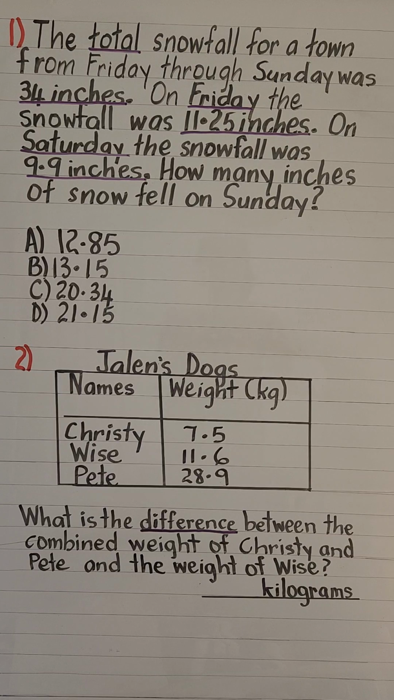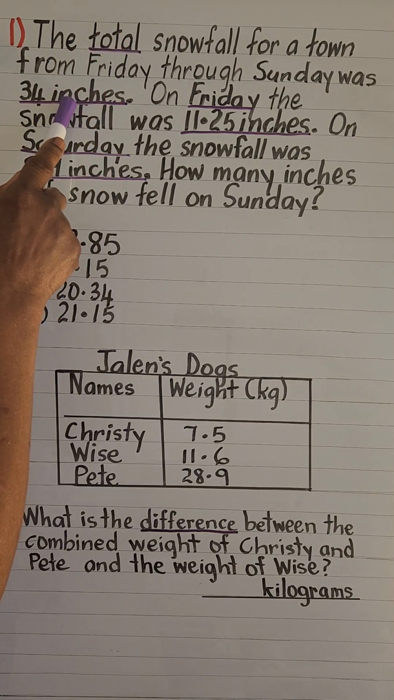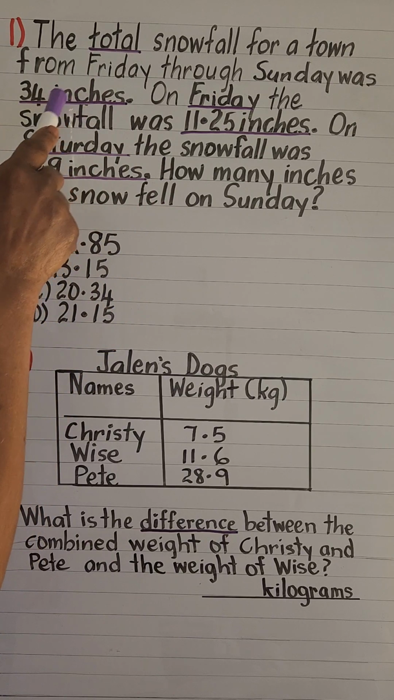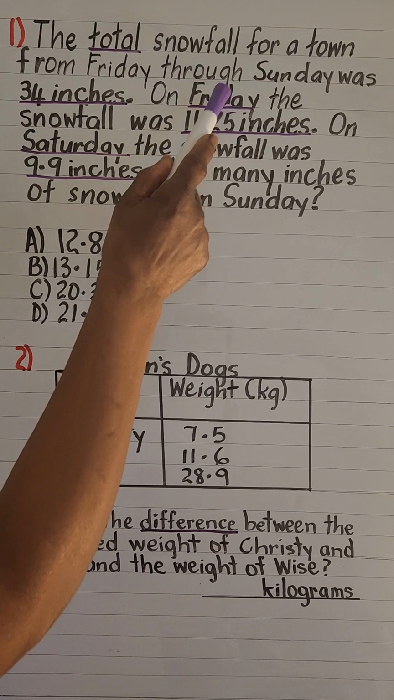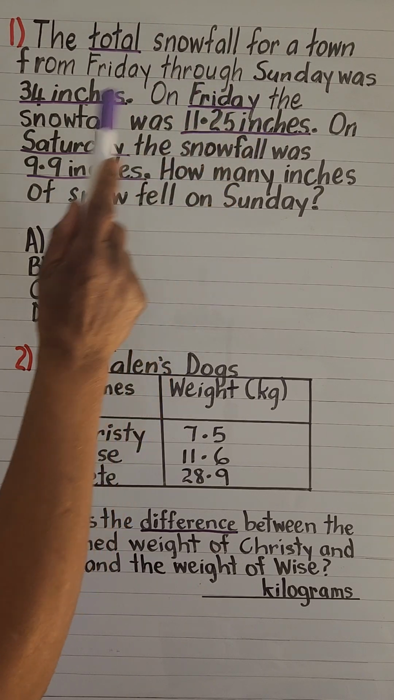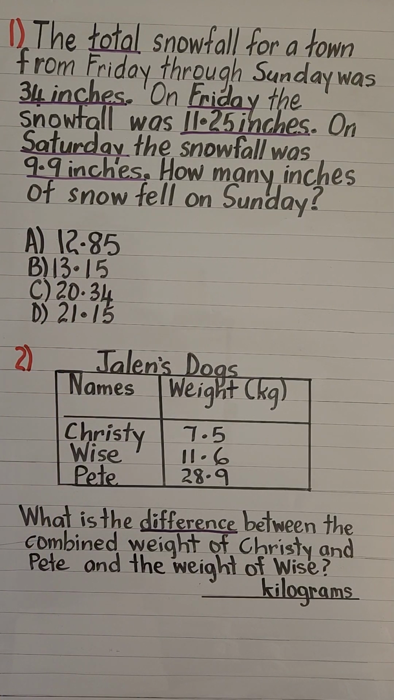So the first step in solving a word problem is, after we read the problem and we understand the problem, we're going to go ahead and underline important details that are going to help us to solve the problem. So I have already done so. Very important is the total inches for the 3 days, which is 34 inches. Also very important that on Friday it was 11.25 inches and on Saturday it was 9.9 inches. This is a two-step question.